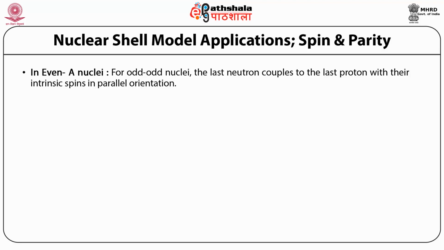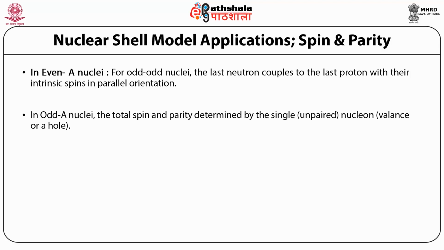In even A nuclei, for odd-odd nuclei, the last neutron couples to the last proton with their intrinsic spins in parallel orientation. What does that mean? It means that in an even A nucleus, when there is an odd-odd nucleus, the last neutron couples to the last proton, their spins are parallel, so they can couple. In odd A nuclei, the total spin and parity are determined by the single nucleon. It means in odd A nuclei, we can consider an even nucleus plus an odd nucleon.